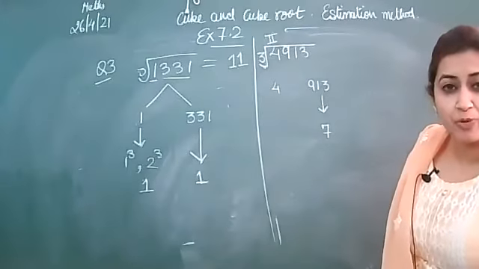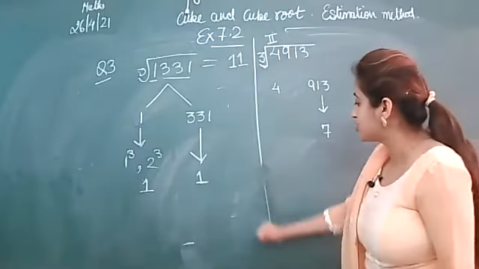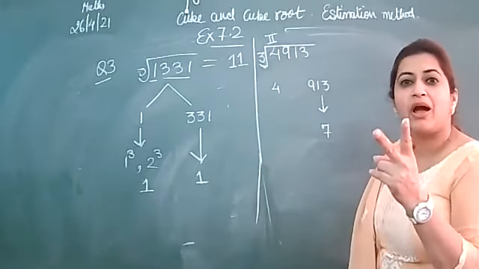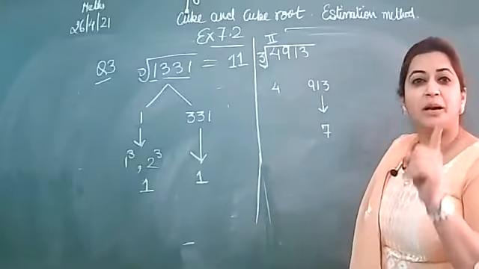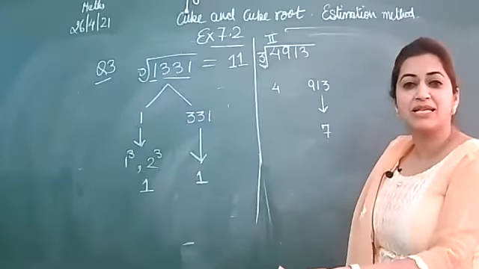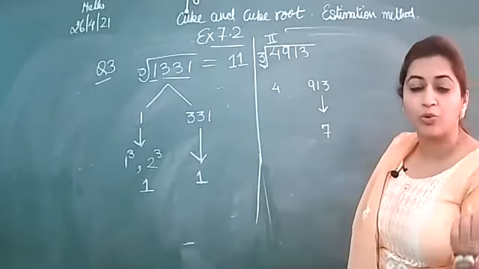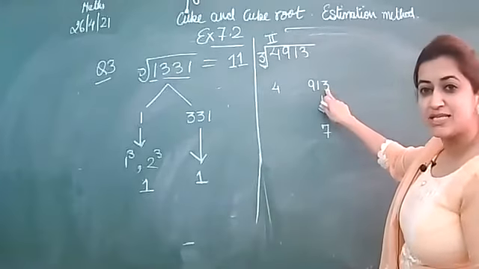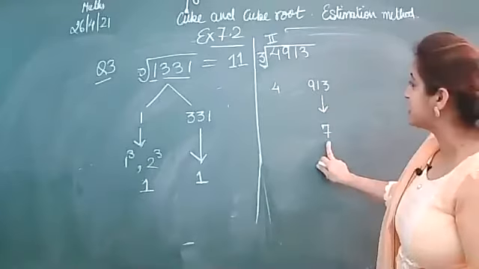Can you tell me which property I have used here? Property number 2 and 3. We did it like this, right? If the number is ending with 3, its cube will end with 7. If the number is ending with 7, then its cube or cube root will end with 3. And vice versa, both are the same. So 3 is there at the end, so its cube root will have 7.